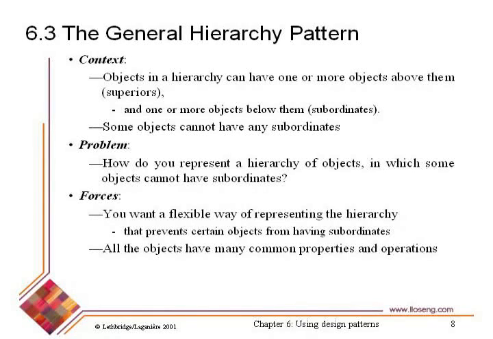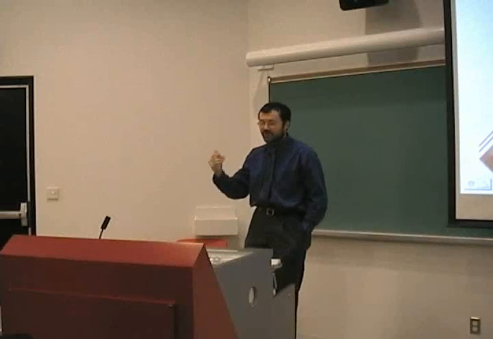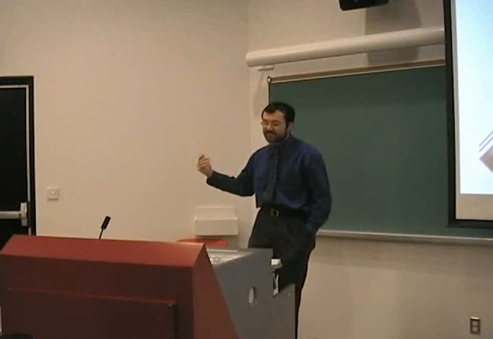And some objects cannot have any subordinates. They're often called leaves. The object at the top of the hierarchy, or objects if there's more than one, also cannot have superiors, which should be indicated here, I guess. So the problem is, in general, how do you represent a hierarchy of objects? We're not talking again about a hierarchy of classes. We know how to do that. That's a generalization hierarchy. We're talking about a hierarchy of objects.